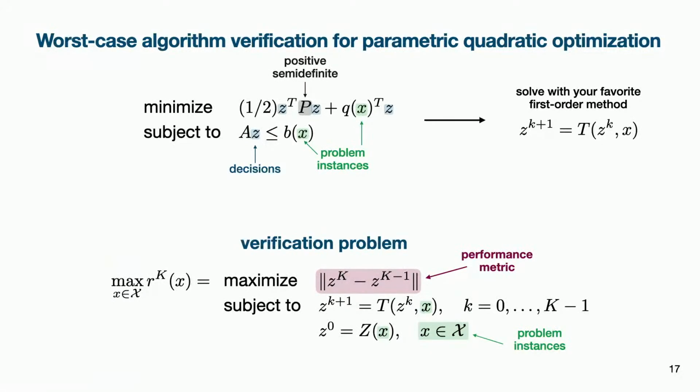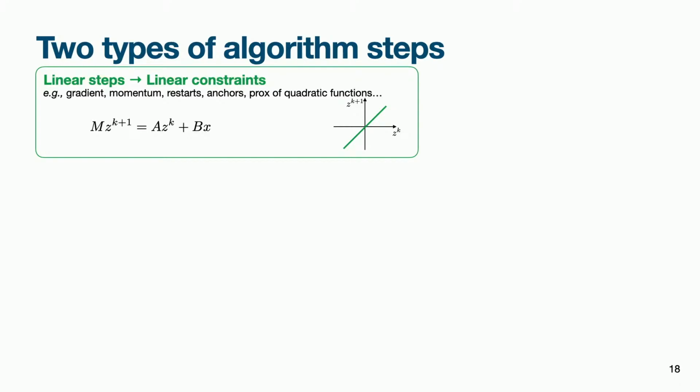And also, I would like to be able to represent algorithms that are generic enough so that they encompass many of the ones that I've talked about before that are used in practice. So now, the interesting thing is that if you look at parametric quadratic programs, the algorithm steps fall into two classes. The first ones are linear steps, and by steps you could think about layers of this computational graph. These linear steps are, for example, gradient steps. If you have a gradient and the problem is quadratic, then these steps are linear. You have a matrix n that multiplies z_{k+1}, which is equal to a z_k plus bx. But you can also have momentum, acceleration, restarts, also proximal operators of quadratic functions. So many of these steps are just linear conditions that become equality constraints in the verification problem.